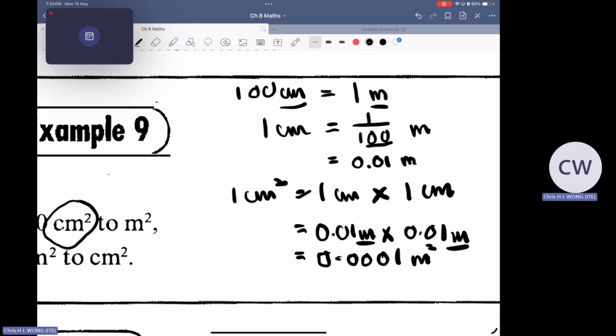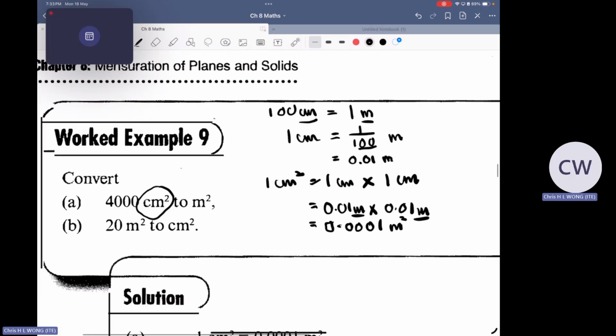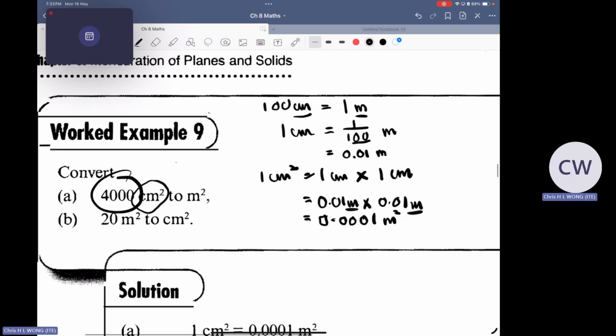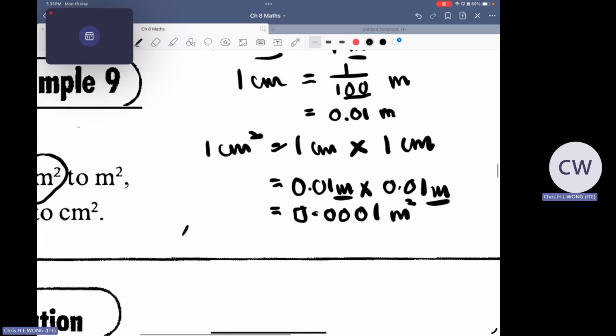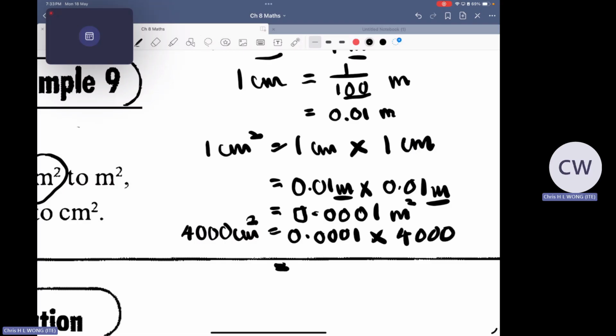But I don't want 1. I want 4,000. So you just have to take this and 4,000. That's your answer. So 4,000 cm square equals to 0.0001 times 4,000. You don't know how to move the decimal places? Please use your calculator. 0.0001 times 4,000. What do you get? Someone?